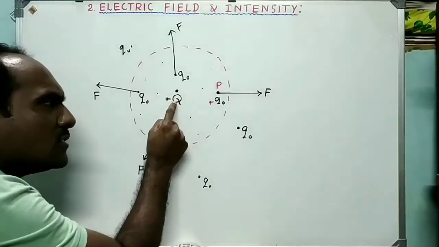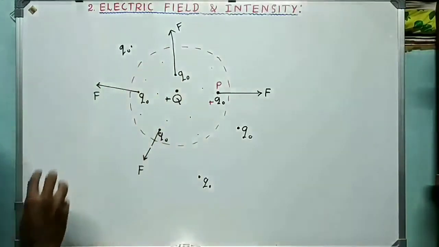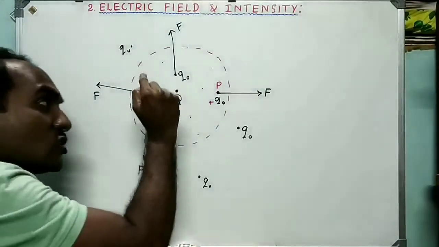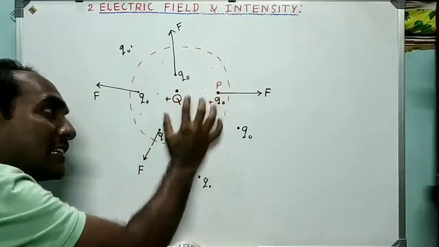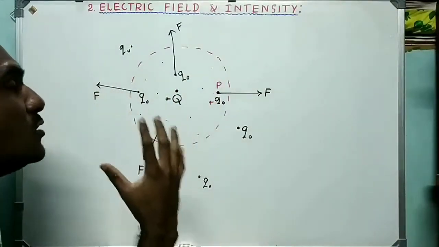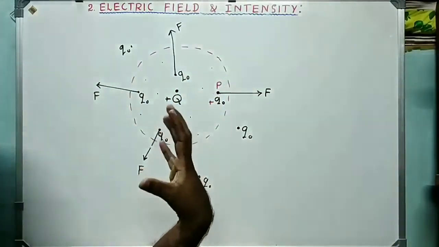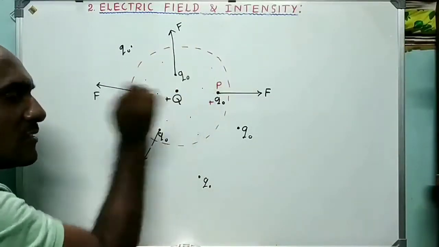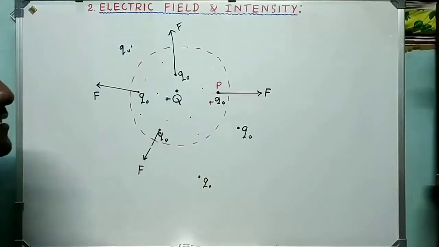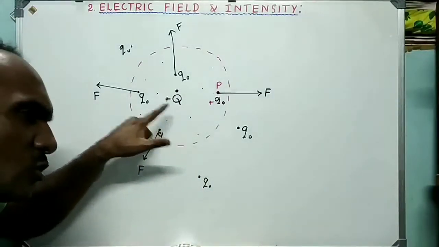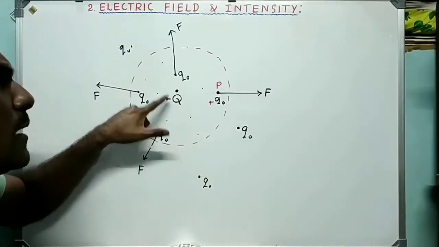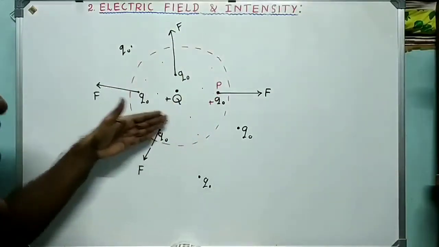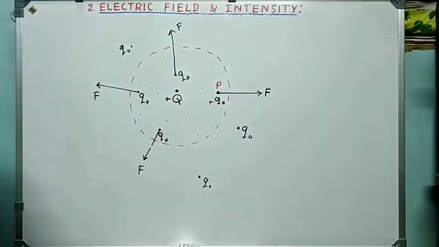This point charge is also called a source charge. Source charge ಅಂತ ಕರಿತೀವಿ. ಯಾಕೆ ಅಂತಂದ್ರೆ, it is a source for the electric field. ಅಂದ್ರೆ the charge which produces electric field around it, that charge is called what? Source charge. Here capital Q is a source charge. Why is it so called? Because capital Q is producing electric field around it.